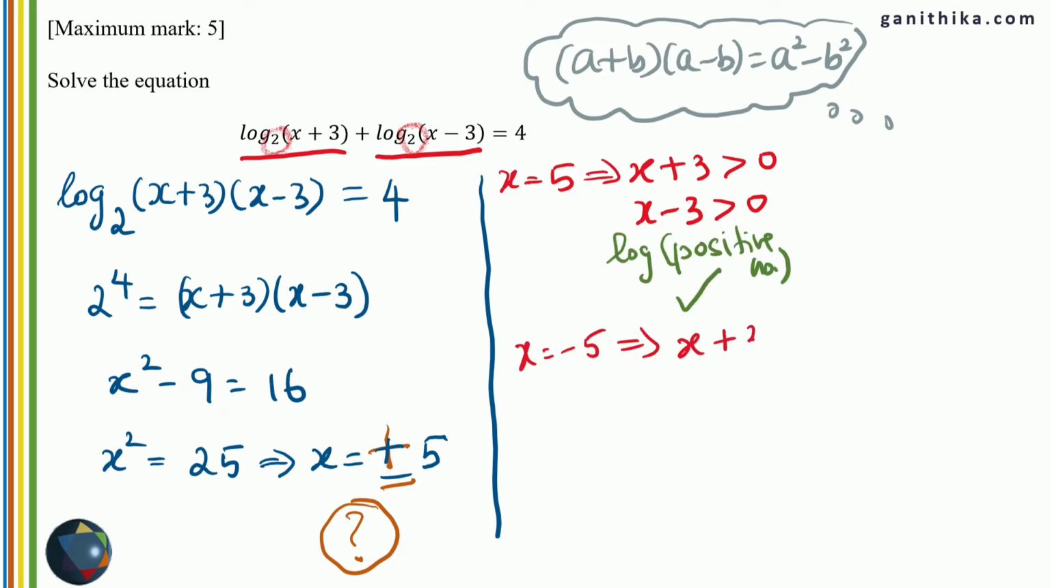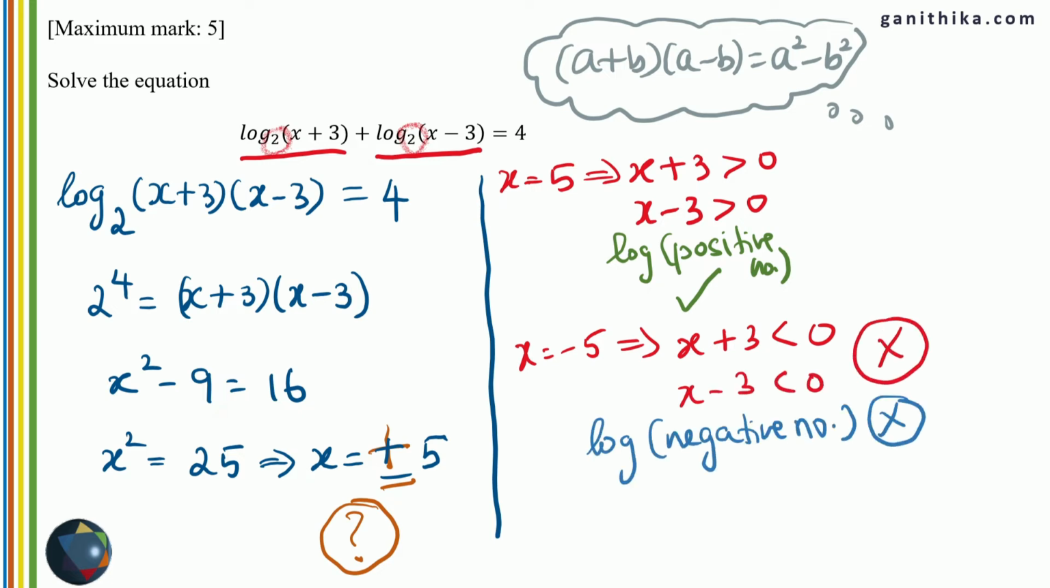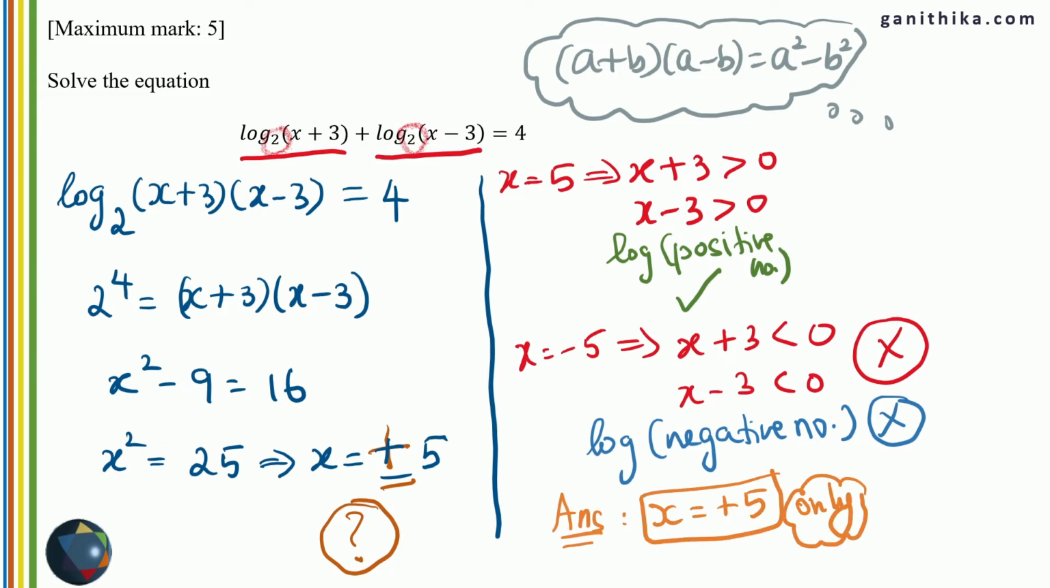Let's check for x is equal to negative 5. Both x plus 3 and x minus 3 are negative, but logarithm of a negative number is not possible. Therefore, x equals minus 5 is not a solution. So the answer is just x is equal to plus 5 only. So this is what you need to know. You should not stop the question at plus or minus 5.